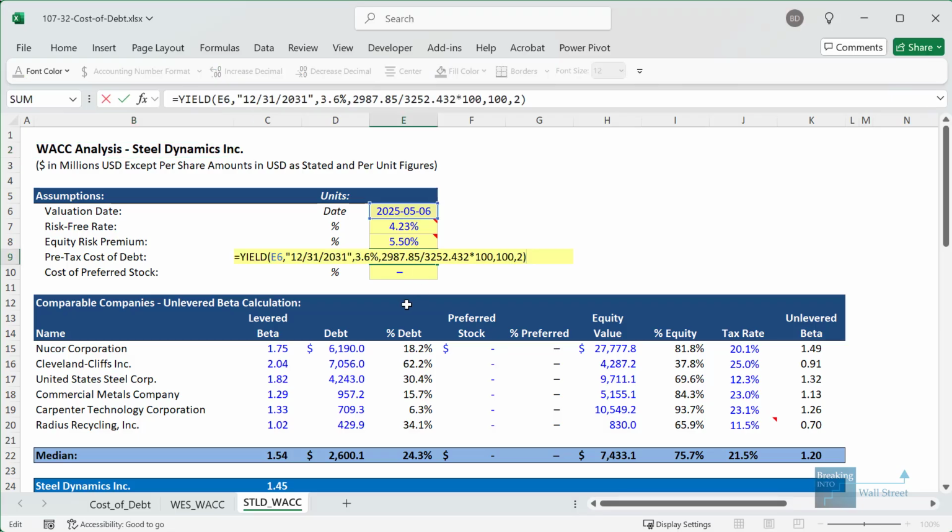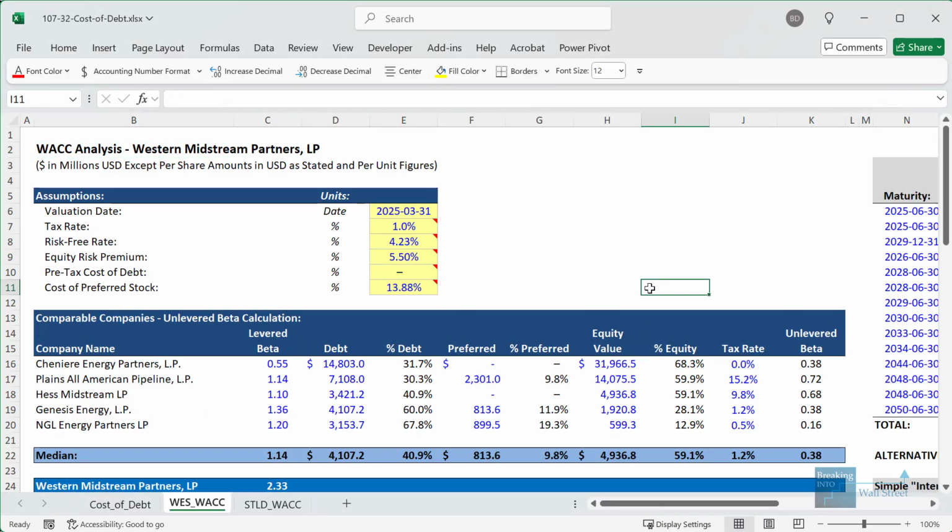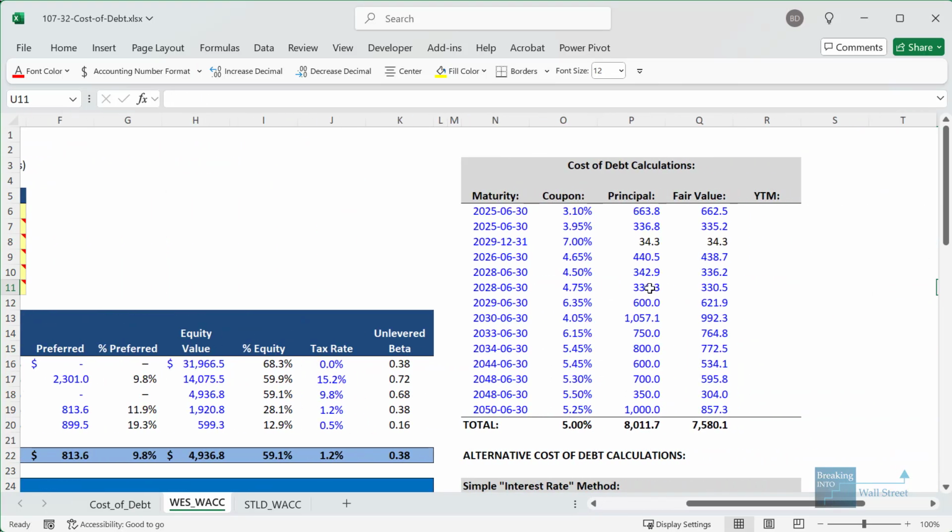The Steel Dynamics one is very simple, and they just disclose the overall fair value of their debt, and then we just apply the yield function to that. They don't split it into different tranches here, even though they do have multiple different tranches. They just give us the overall number. But the Western Midstream one is a little bit more complex.